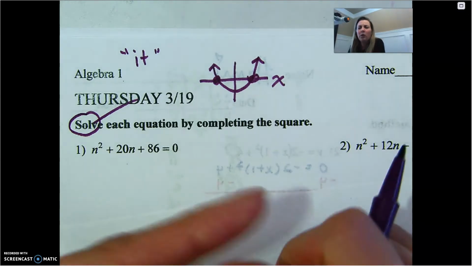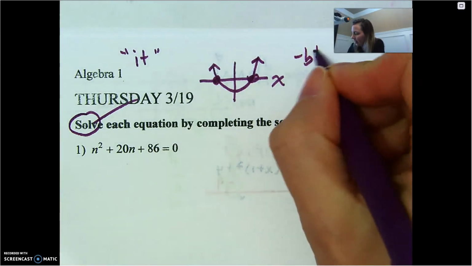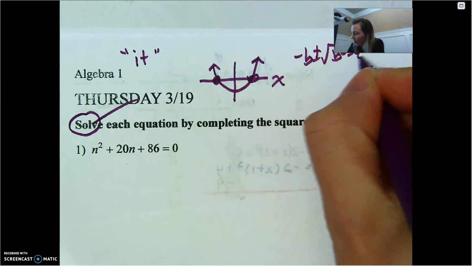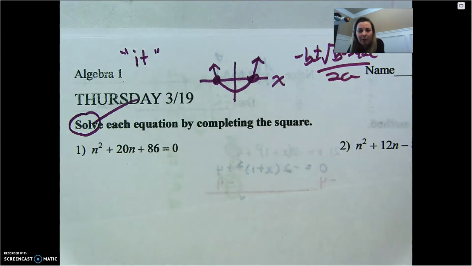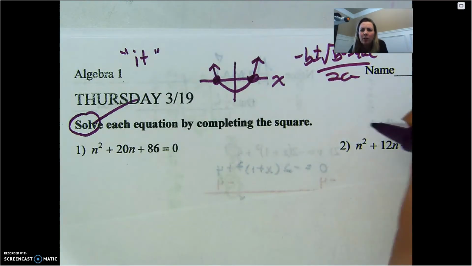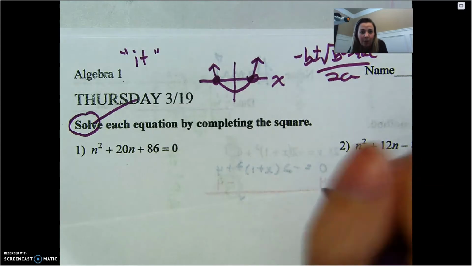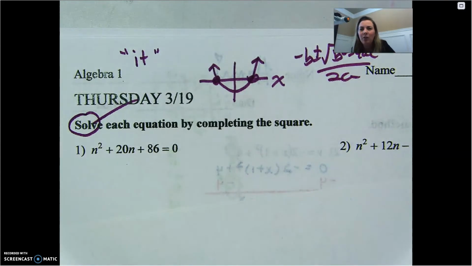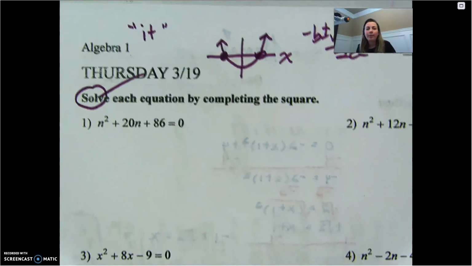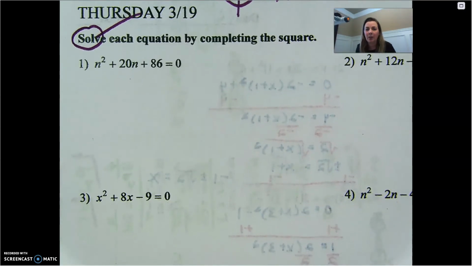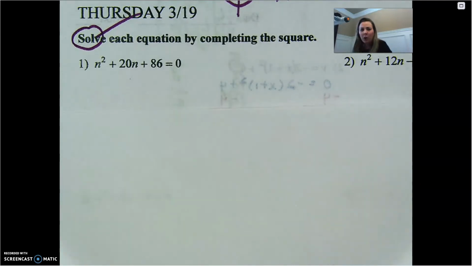We've learned the quadratic formula, negative b plus or minus the square root of b squared minus 4ac, all over 2a. We also did factoring to solve for it. And the last 2 days, you've done square roots to solve for it. And now here's another way. It's called completing the square, or as I like to say, creating a monster. You'll see.